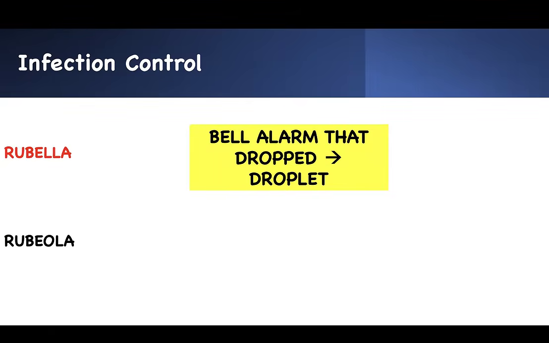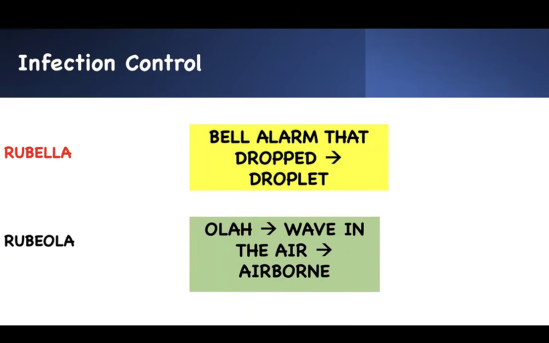A bell alarm, what does it do? It's going to drop. So bell, drop means droplet. I see Rubella, which is the bell, is going to drop, and therefore it becomes droplet precaution. However, Rubeola, the last one is Ola. Ola la means I'm waving at you. Wave in the air. If you wave in the air, you are airborne. So Rubeola is airborne. Rubella is droplet.